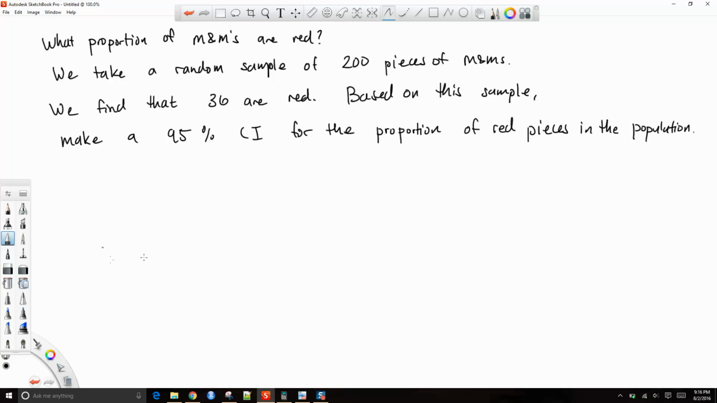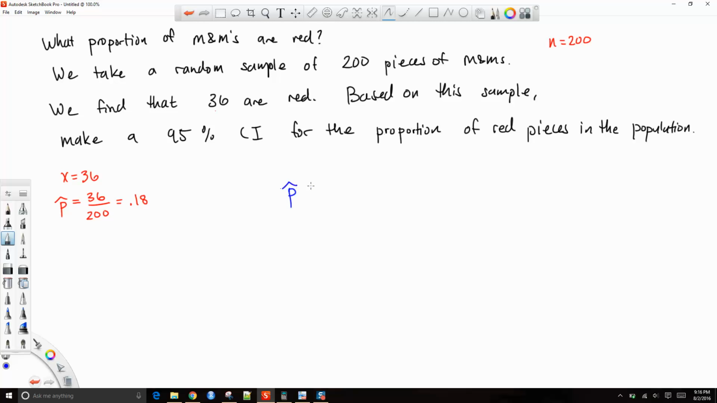All right, let's see how to do this. We take a random sample of 200 pieces of candy, so n is equal to 200. We find that 36 are red, so x is equal to 36, which means our p hat, the proportion in our sample, is 36 divided by 200, which gives us 0.18. So 18% in our sample are red. And we want to make a 95% confidence interval for the proportion that are red.